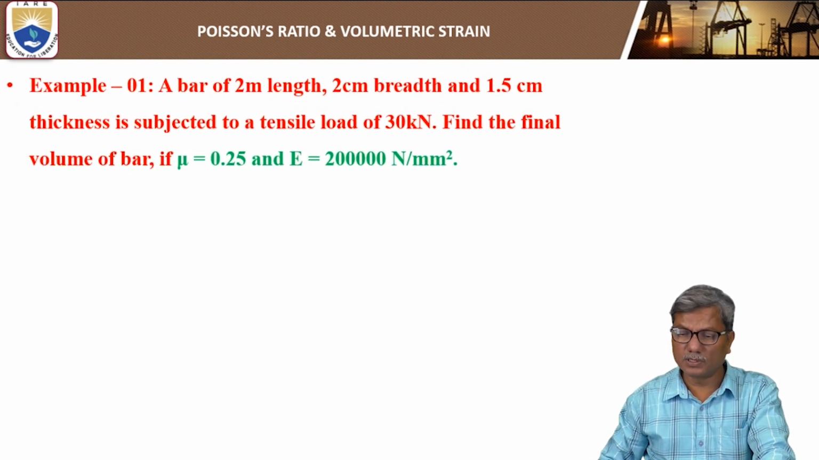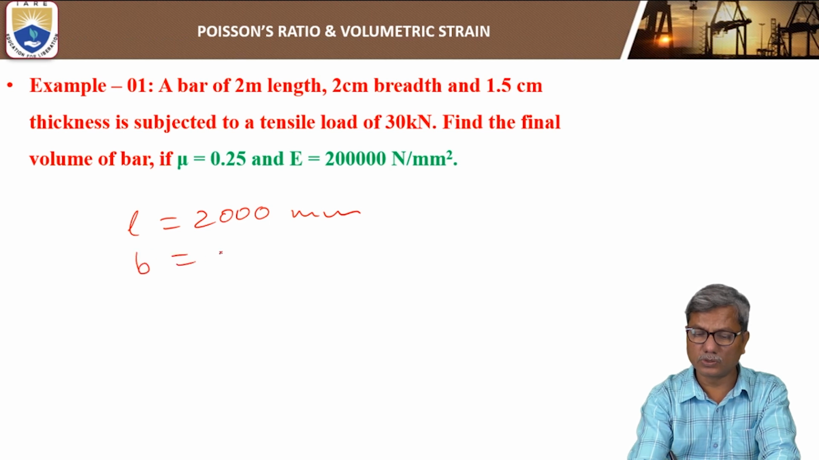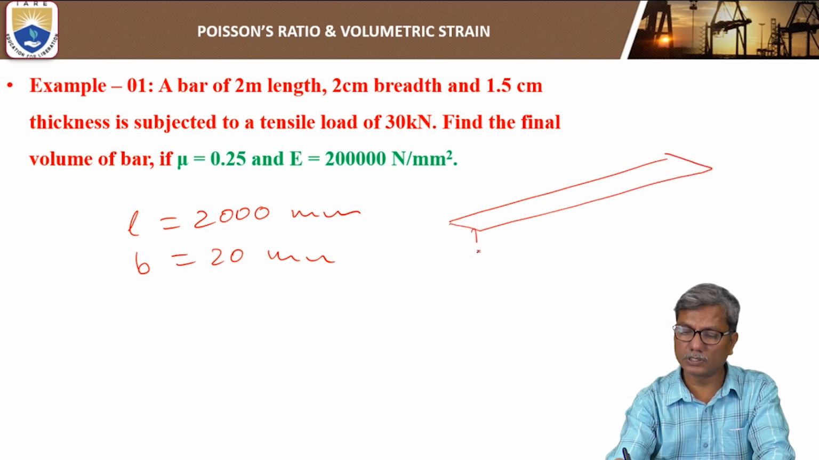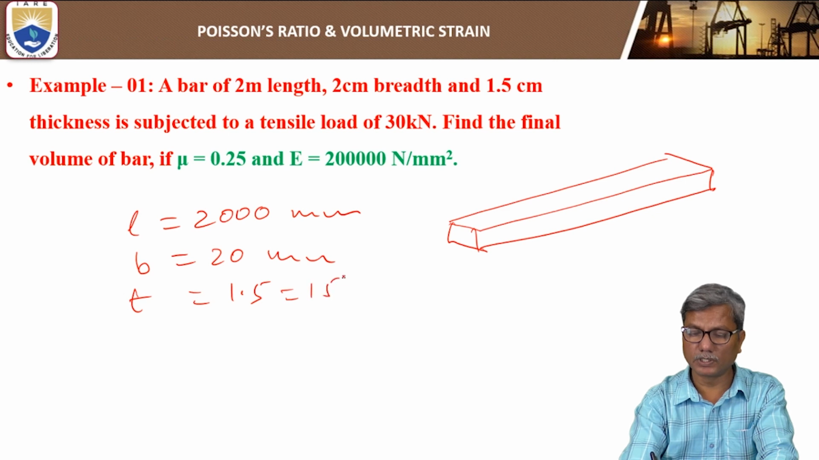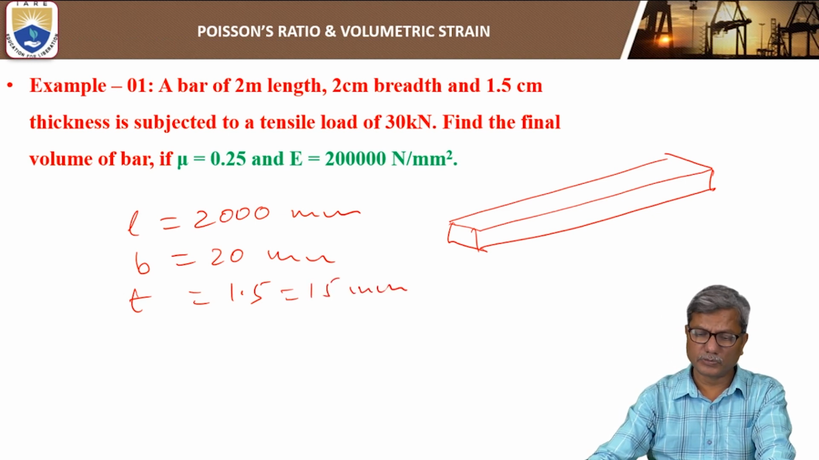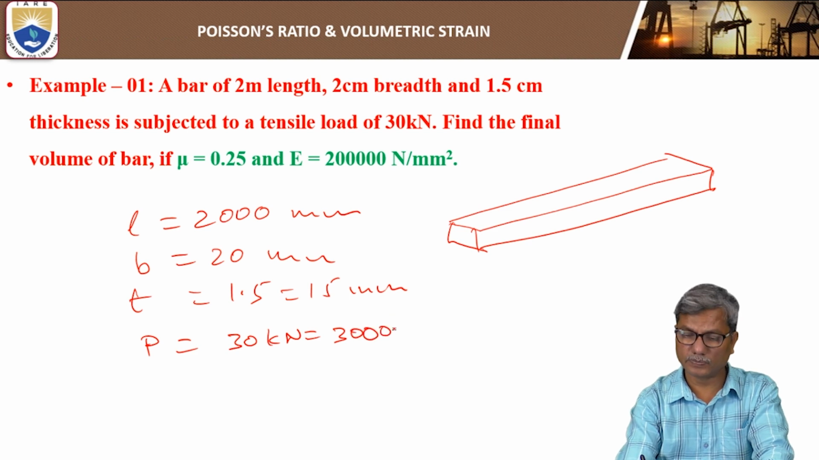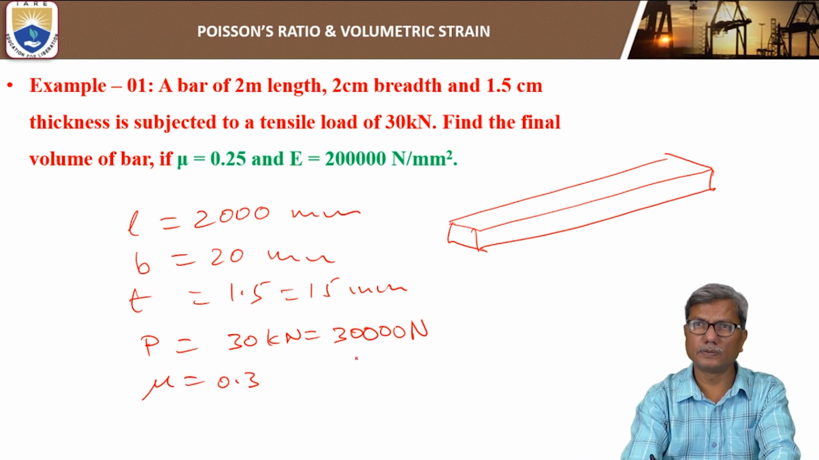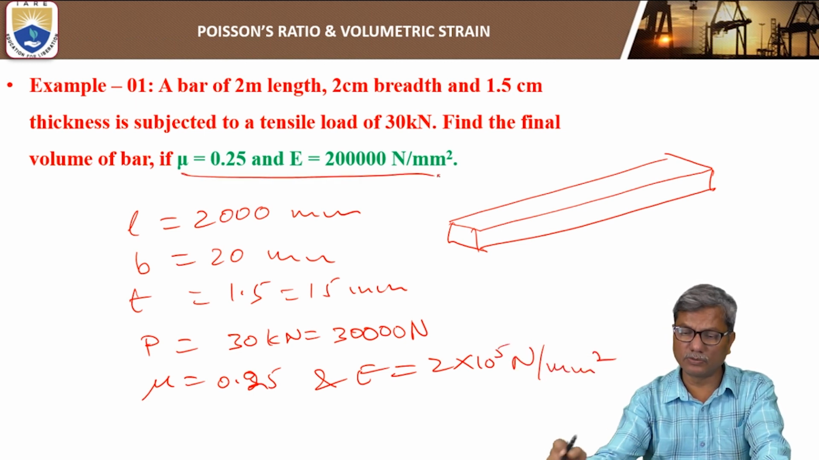Now let us see one example on this. The bar of length 2 meters, you convert that into millimeters. Breadth is 2 centimeters, that is 20 mm. And thickness is 1.5 centimeters, that is 15 millimeters. Now the load, 30 kilonewtons, converting it into newtons, 30,000 newtons. Mu is equal to 0.25, and Young's modulus is 2 into 10 power 5 Newton per mm square. These are the values given.